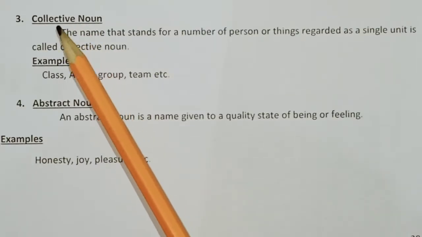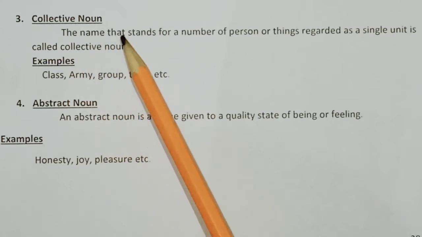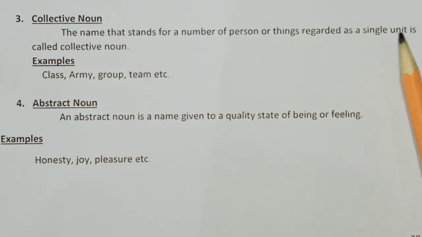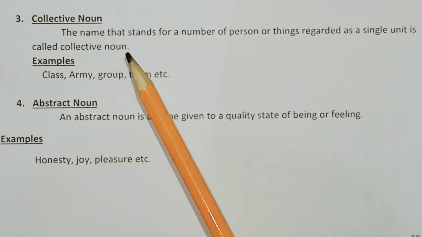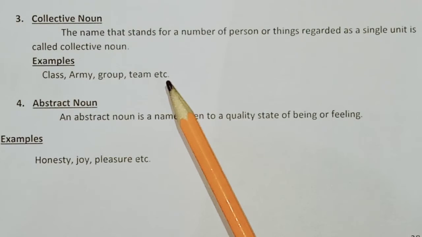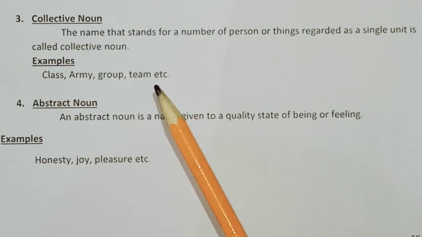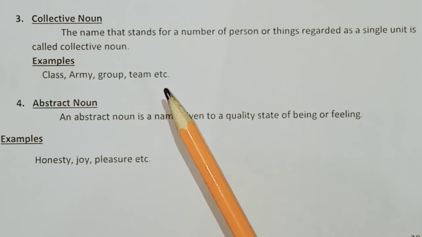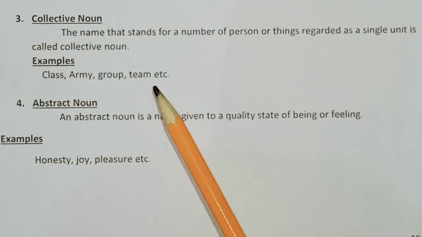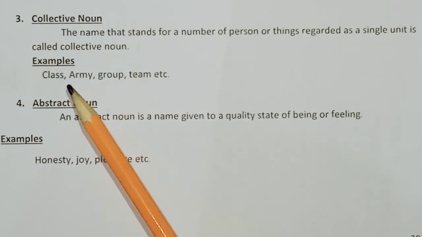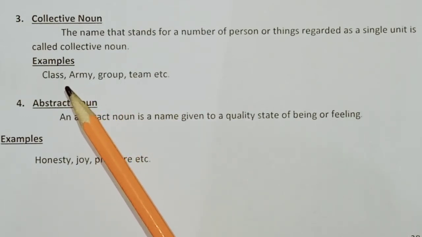The third kind of noun is collective noun. That is the name that stands for a number of persons or things regarded as a single unit is called collective noun. For example, class, army, group, team, etc. It means jab collectively ya pure ek group ke liye hum sirf ek hi word use kare. Jaise army, so army is a group of soldiers. Class, the class is a group of students.